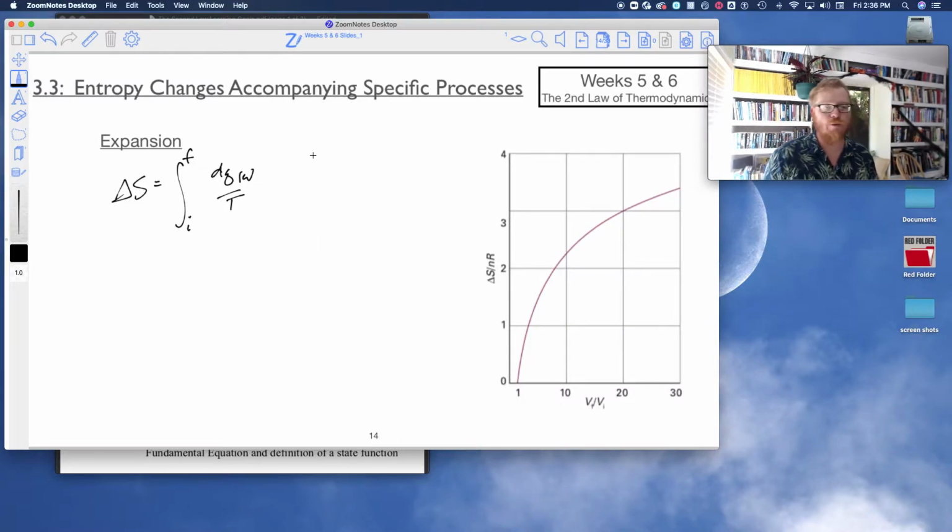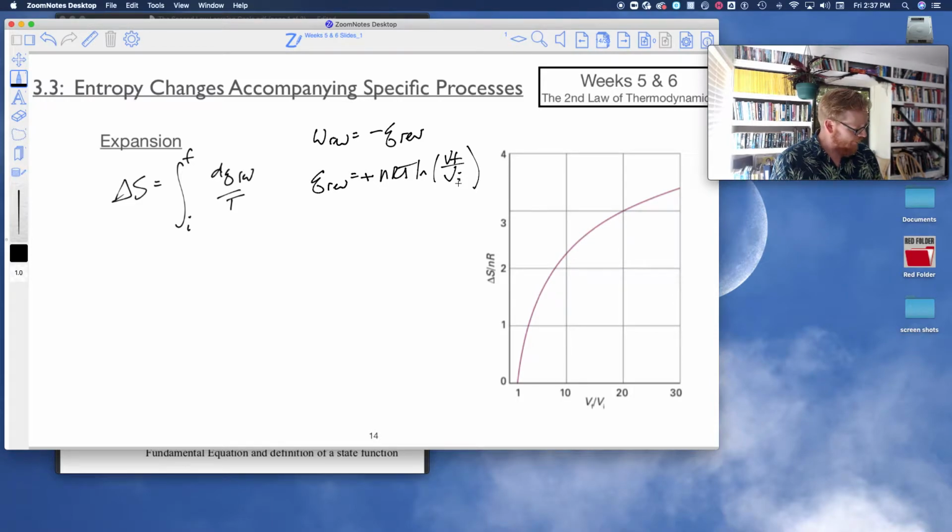We know that reversible work will equal negative reversible heat; they're equal and opposite. Work supplied reversibly is negative nRT natural log VF over VI, which means q reversible is positive nRT natural log VF over VI. When we plug this in, take dq of that, and integrate it divided by T, that leaves us with delta S for expansion is just nR times the natural log of VF over VI.